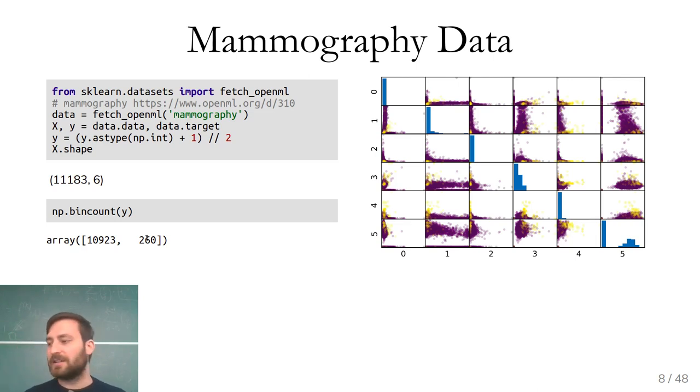These measurements are from mammographies, so breast exams, and what it's detecting is whether there are calcium deposits in the tissue. These calcium deposits show up, and I think the point is they're often misclassified as cancer, but they're not cancer. So we're trying to detect these calcium deposits here. Here you can see a scatter matrix, with six continuous features.